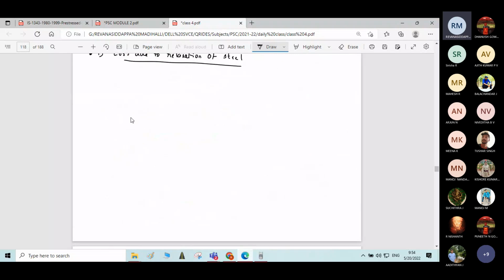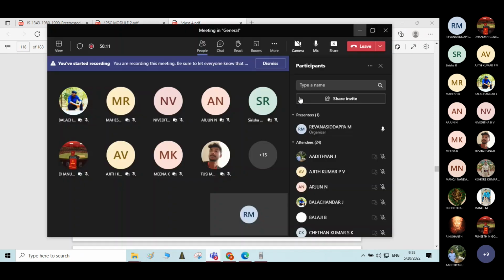Therefore loss is equal to a percentage of initial stress. Loss due to relaxation is calculated as a percentage of initial stress. Students, I'll be back in a minute. Please keep solving.